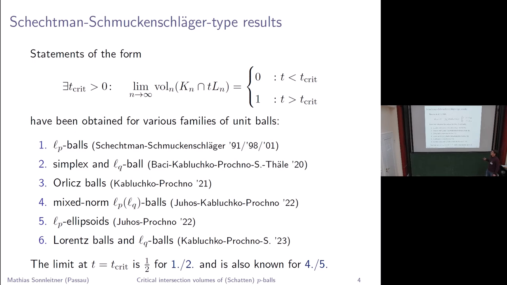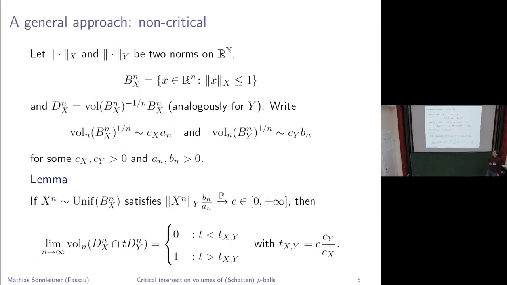Let's consider the following more general situation. Let's assume we have two norms on the space of sequences. Before we had, for example, the P norm and the Q norm, and we consider the Rn and the X norm on the space and the unit ball with respect to this norm. This gives us a convex body in Rn, and letting n vary, we get a family of convex bodies.